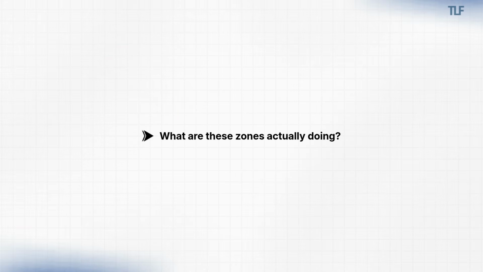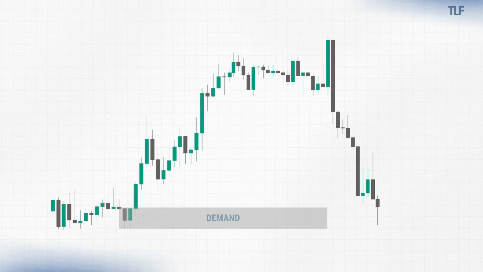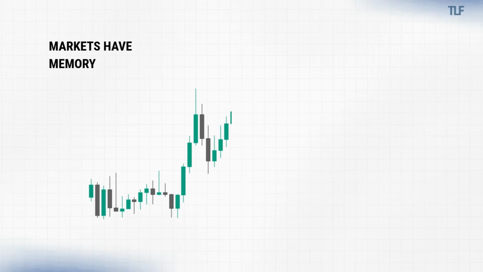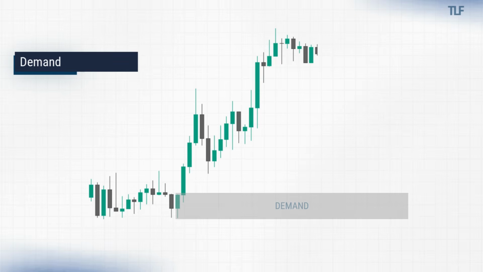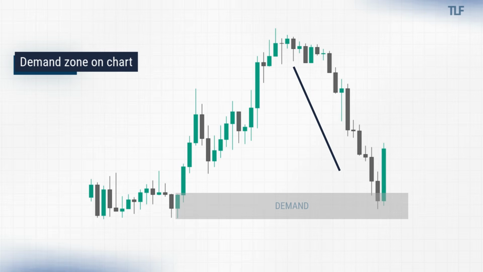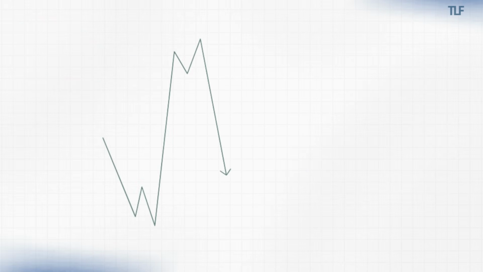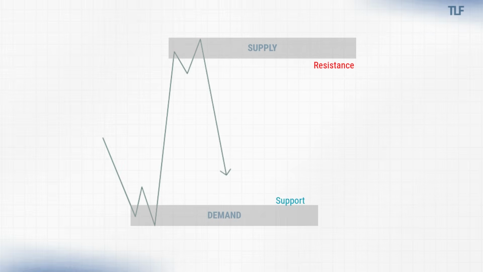So, what are these zones actually doing? A demand zone marks a specific price range where buyers stepped in heavy and shoved the market up. A supply zone marks where sellers did the exact same thing in reverse. The thing is, markets have memory. When price returns to a valid demand zone, those same buyers often step back in. When price revisits a supply zone, sellers tend to defend it. In simple terms, demand acts like potential support, and supply acts like potential resistance. They give you high probability areas where price is likely to react, instead of just drifting randomly.